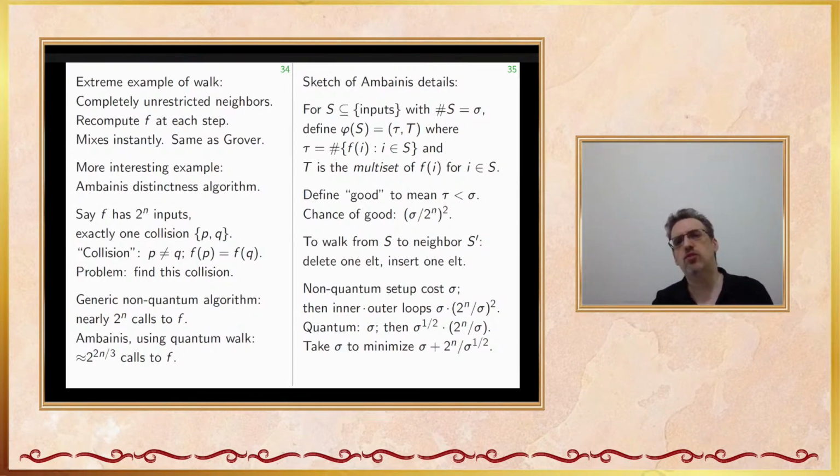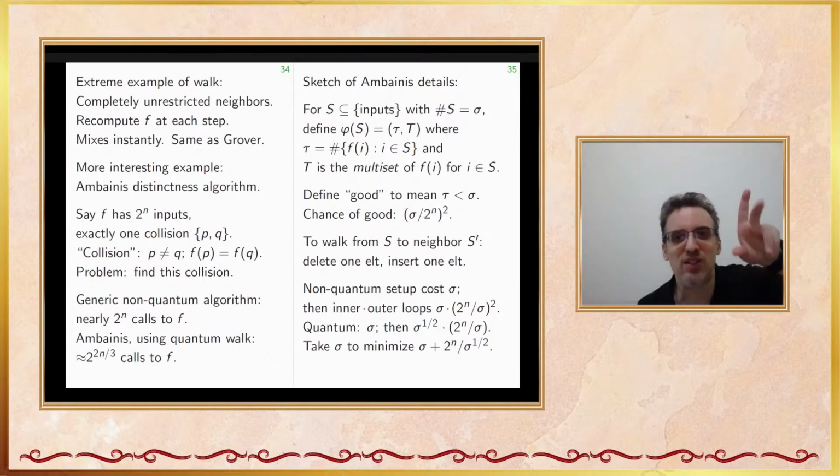And now Unbiased defines goodness for the output of phi to mean that tau is sigma minus 1. In other words, the set S included the collision. And then the chance this happens is, like I was saying before, dropping quadratically with the size of sigma. So the chance of S being good is sigma divided by 2 to the n, that's the chance of P being in there, times sigma divided by 2 to the n, that's the chance of Q being in there. Okay, maybe I'm being a little imprecise because P and Q are guaranteed to be different, but this is very close to reality. Sigma over 2 to the n, squared, is almost exactly the chance that P and Q are both in this set S.